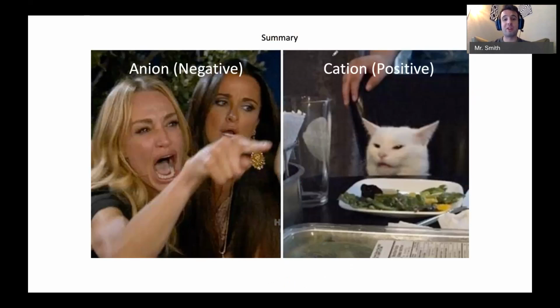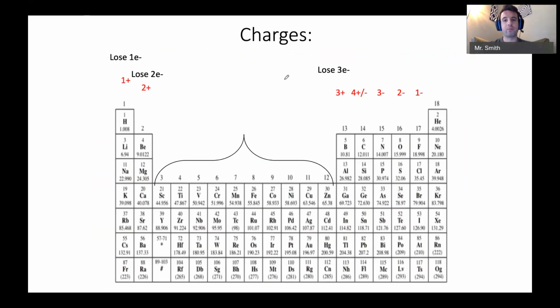This is just a little meme that I use to help remember cations are positive and anions are negative. I think it's funny.